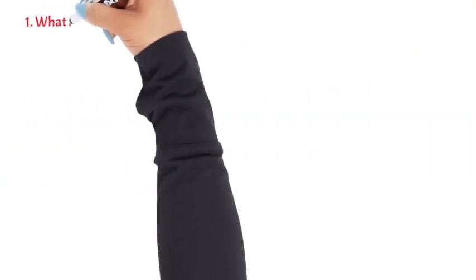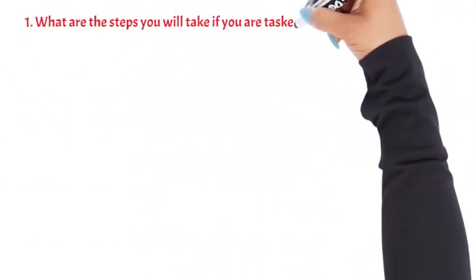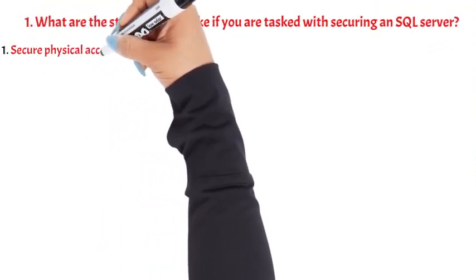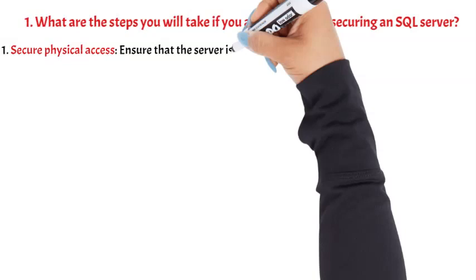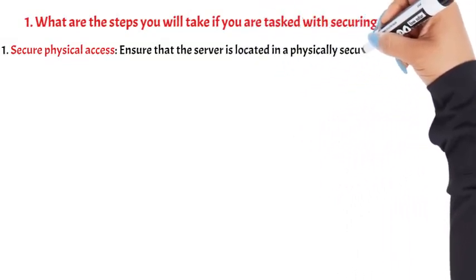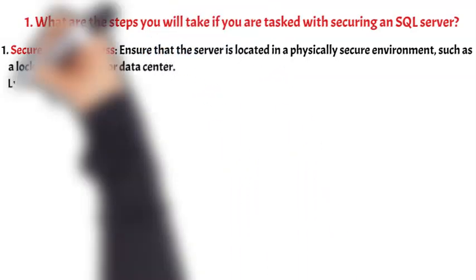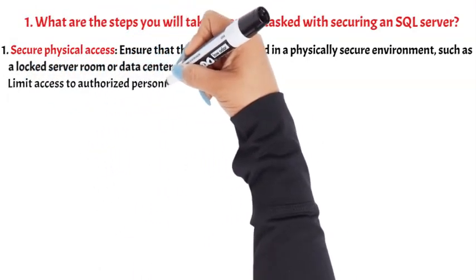1. What are the steps you will take if you are tasked with securing an SQL server? 1. Secure physical access. Ensure that the server is located in a physically secure environment, such as a locked server room or data center. Limit access to authorized personnel only.